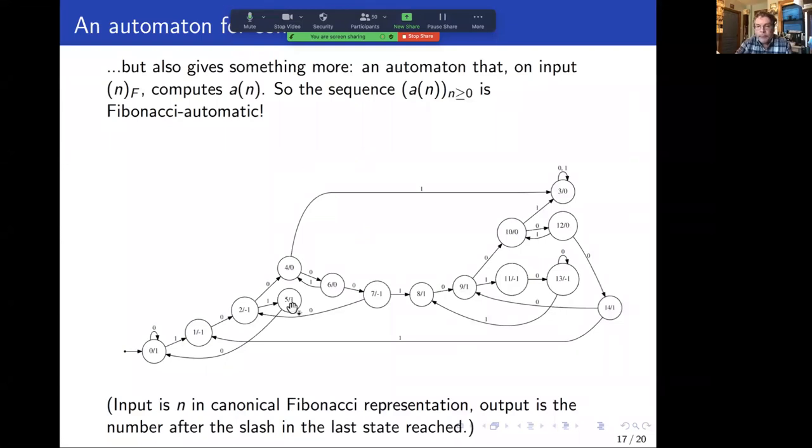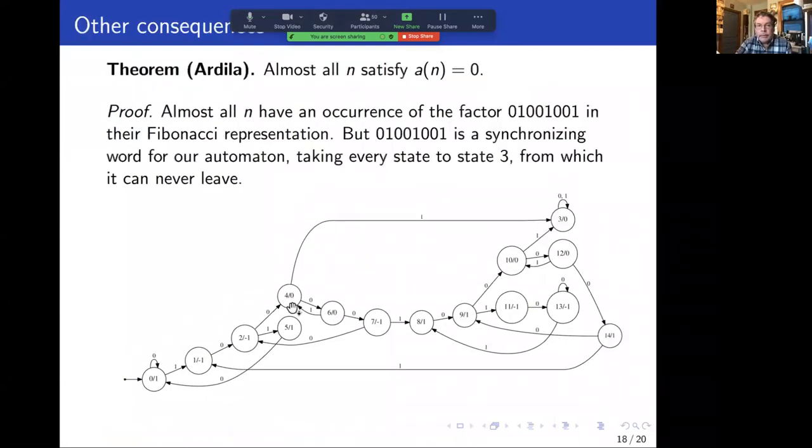Okay, well, we can prove many other things too. So if you look in the Robbins and Ardila paper, they proved many other things about these coefficients A of n, and also R of n and Re of n. So for example, let's just take one theorem from the Ardila paper. He proved that almost all integers n satisfy A of n equals 0. And here by almost all, I mean all but a set of density 0.